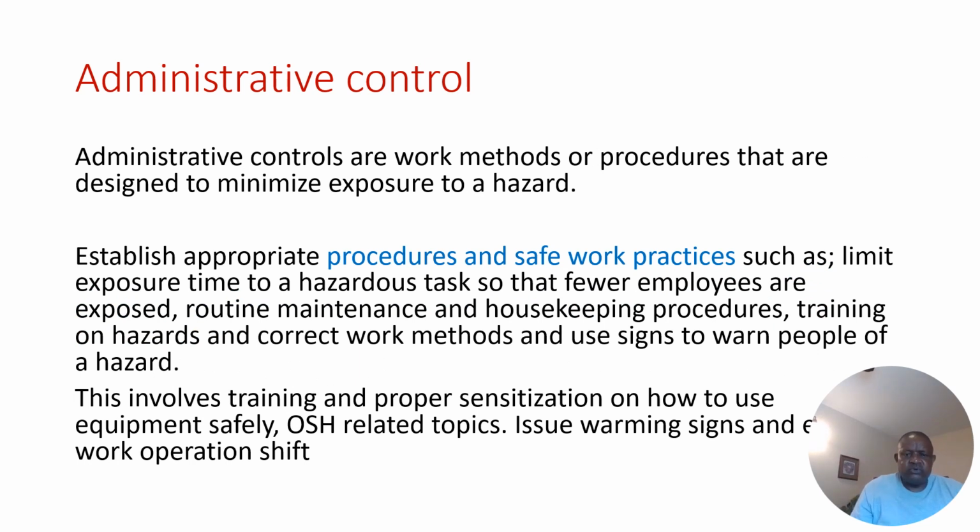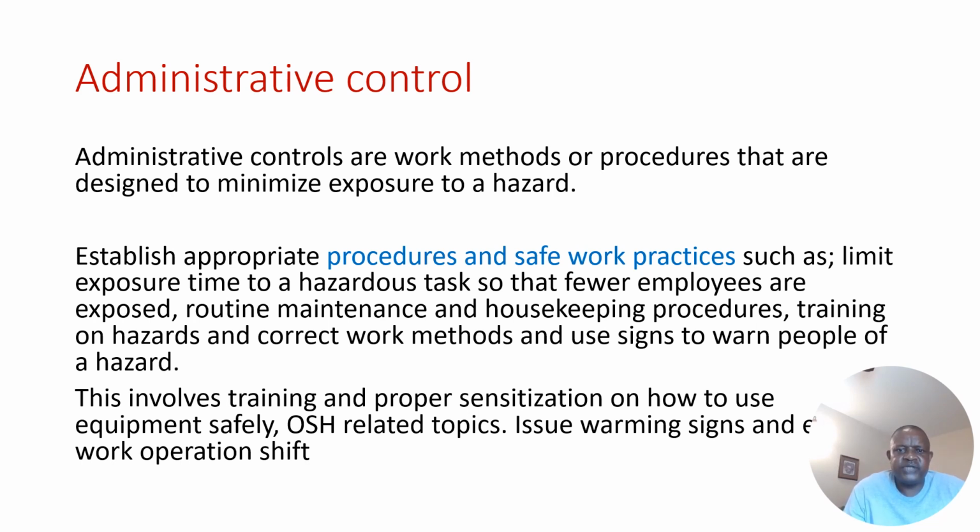And then we also look at administrative control. We are looking at the 6 major controls. Administrative controls are work methods or procedures that are designed to minimize exposure to hazard, establish appropriate procedures, and safe work practices, such as limit exposure time to hazardous tasks so that fewer employees are exposed, routine maintenance and housekeeping procedures, training on hazards and correct work methods, and use signs to warn people of hazard.